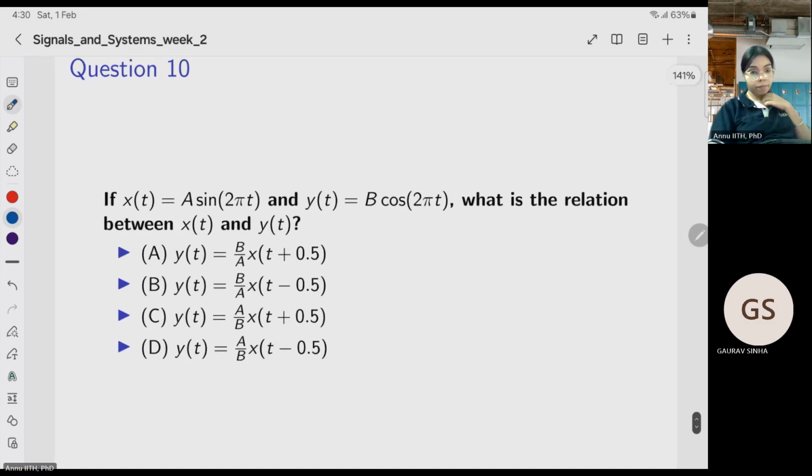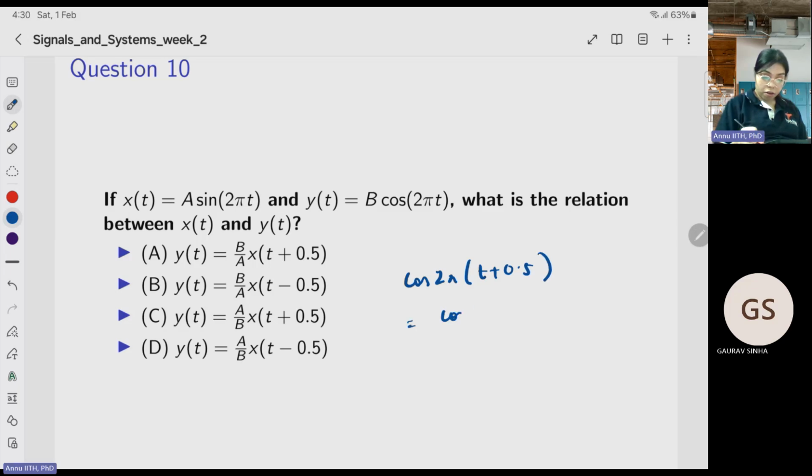Last question. So if x(t) is equal to a sine 2 pi t and y(t) is equal to b cos 2 pi t, what is the relation between x(t) and y(t)? That's a good question. Y.5, because see, cos 2 pi t plus 0.5 is nothing but cos 2 pi t plus pi.